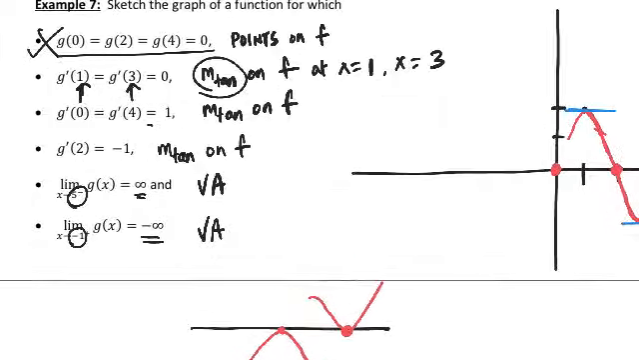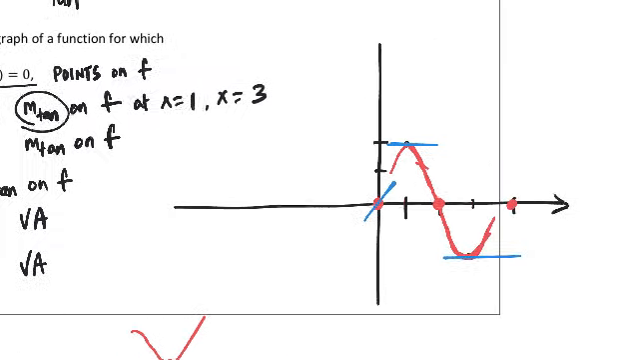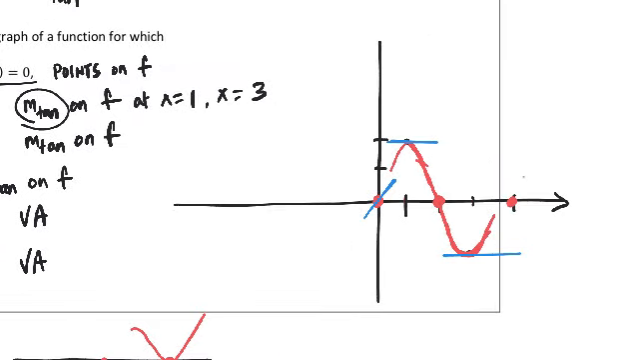Okay, next one, g prime of 0 equals g prime of 4 is equal to 1. So you can come to 0 and 4 and draw sort of a slope of 1. So 4 and 0, right?